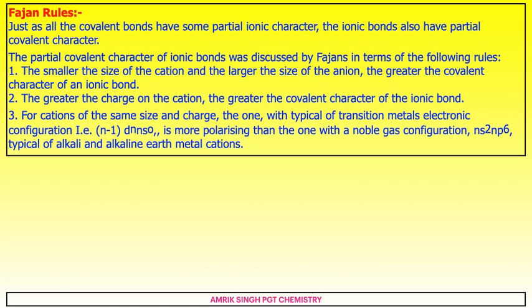For cations of the same size and charge, the one with the typical transition metal electronic configuration, that is (n-1)d^n ns^0, is more polarizing than one with the noble gas configuration ns2 np6, typical of alkali and alkaline earth metals.